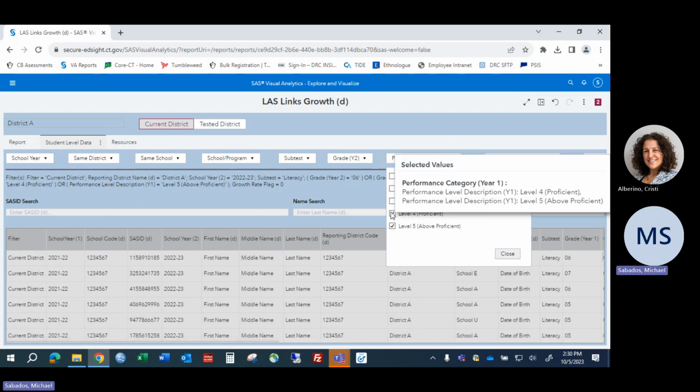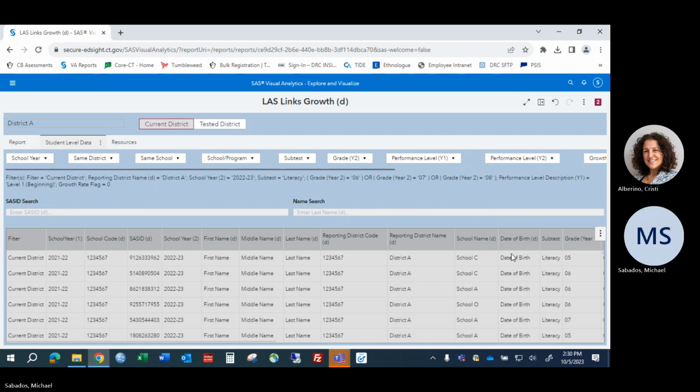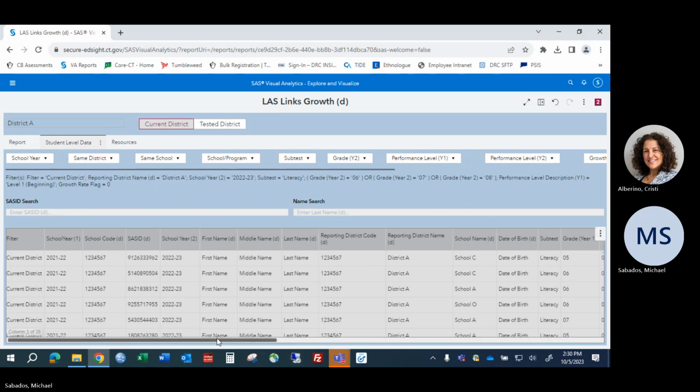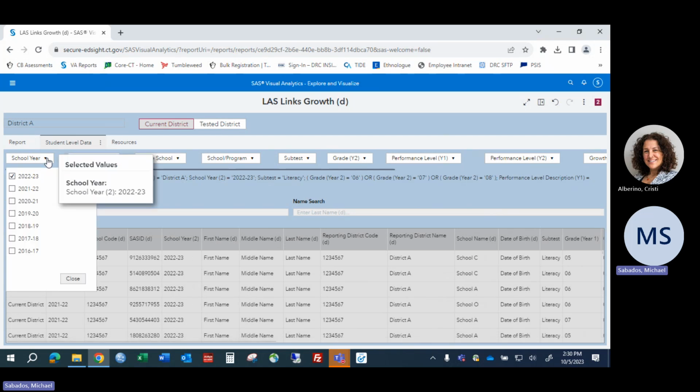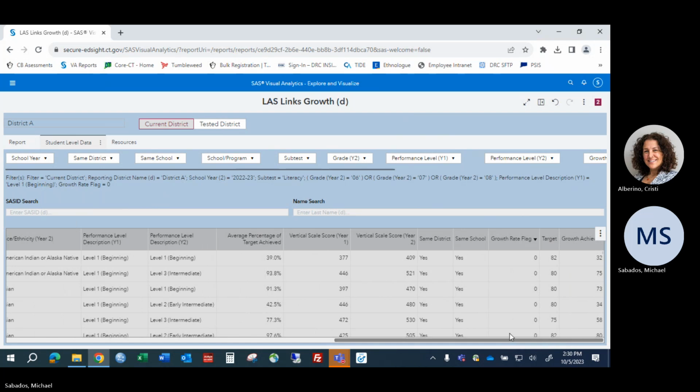Now, if we picked other students in year 1, and let's pick most recent year, so students who actually had a numeric target. I just wanted to show you that. So these students had a numeric target. And these were the number of vertical scale score points of growth that the student achieved and the average percent of their target that they achieved.